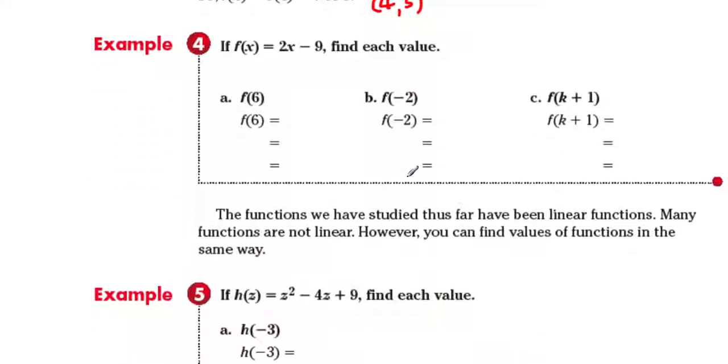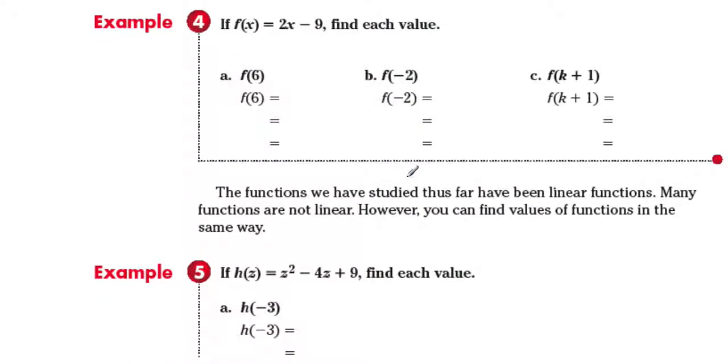Okay, let's take a look at example number 4. f of x equals 2x minus 9. Find each value. Okay, so what is f of 6? We simply substitute 6 to x. You end up with 2 times 6 minus 9, 12 minus 9. So f of 6 is equal to 3.